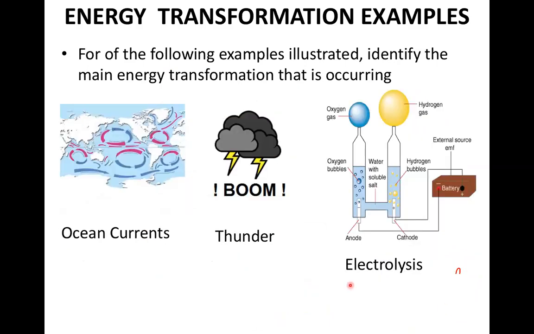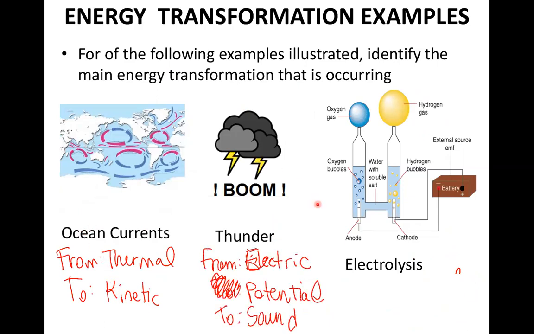Ocean currents. This is an example of thermal energy transforming into kinetic. We have thunder. That's an example of electrical potential energy turning into sound. You could do the same for lightning and say electrical potential energy to radiant. Electrolysis, we have electrical energy that turns into kinetic. There could be a number of different answers in many of these, just depending on what you're focusing on.